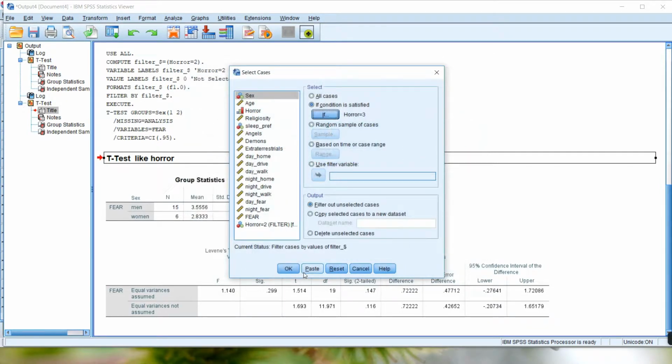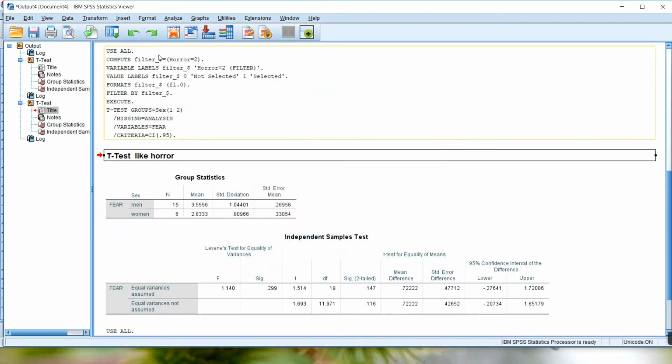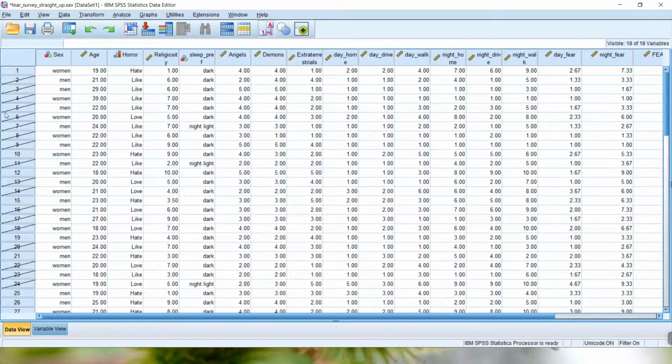Hit continue, and then OK. If we look at our data, we can see who's not selected. Person 1 is not selected, and lo and behold, that person said they hated horror movies. Same thing, person 10 is not selected, they hated horror movies. So we have told SPSS only look at the people who hate them.